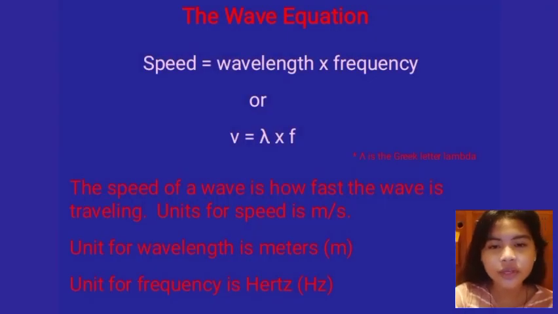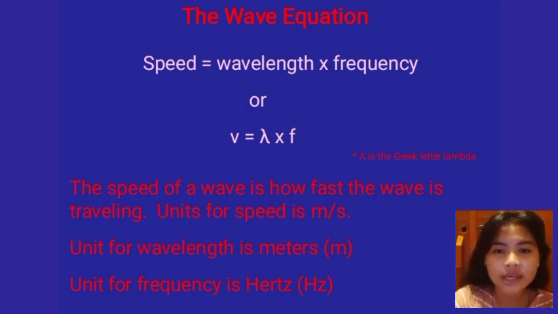So as you can see on your respective screens, that is the wave equation. The speed of a wave is equal to the wavelength times frequency, where the unit for the speed is meters per second, the unit for the wavelength is meters, and the unit for frequency is hertz.